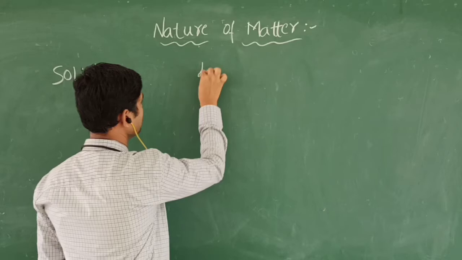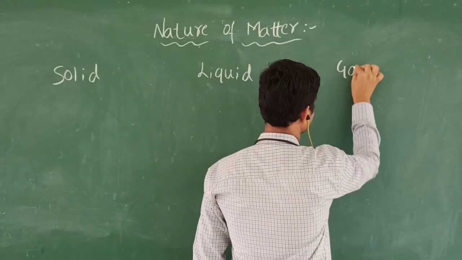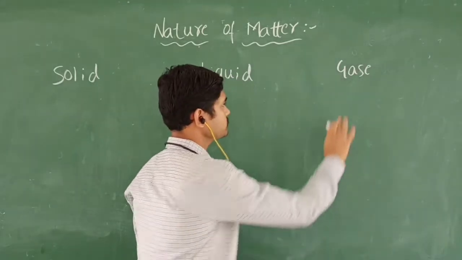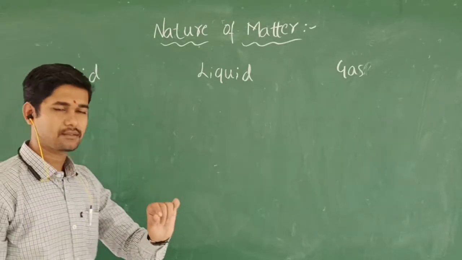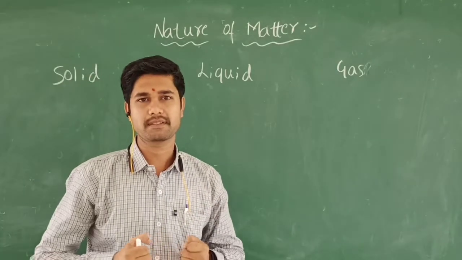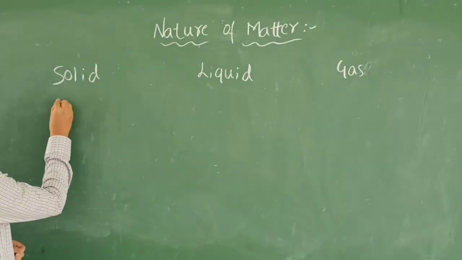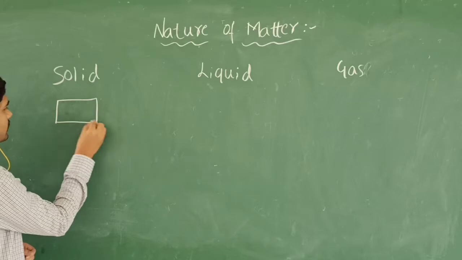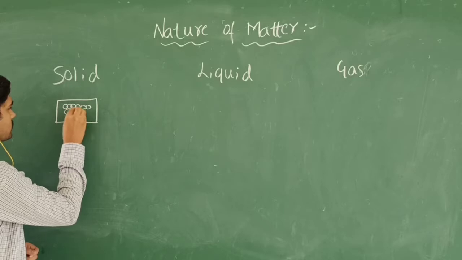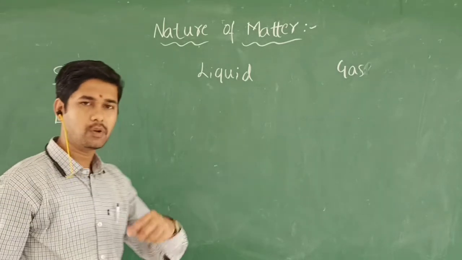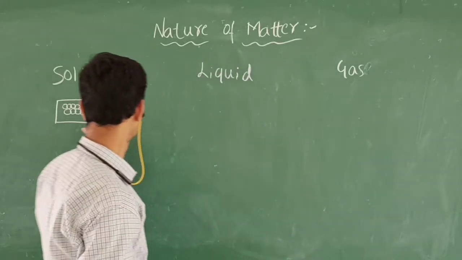Solid, liquid and gas. In a solid, the atoms are very tightly packed with each other. I mean, they are very closely packed. If I take one container, here the atoms will be very closely packed. There will be no gap between the two atoms. They are continuously and closely packed with each other in the container.